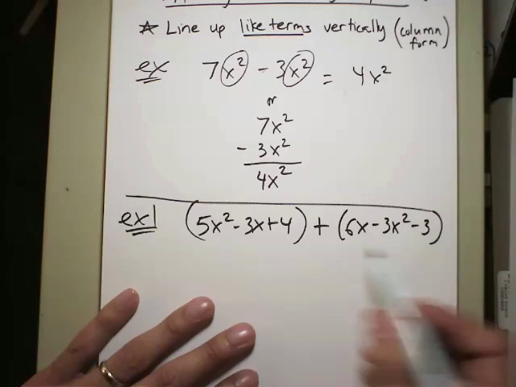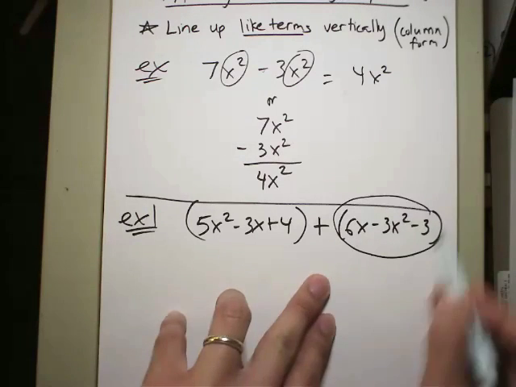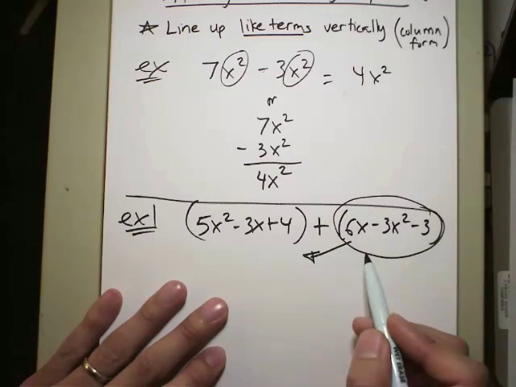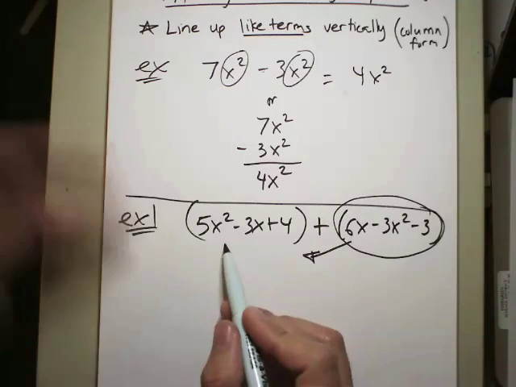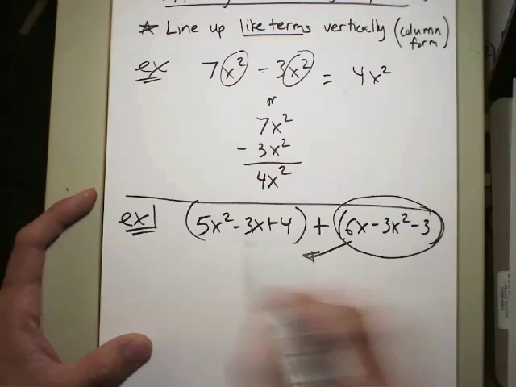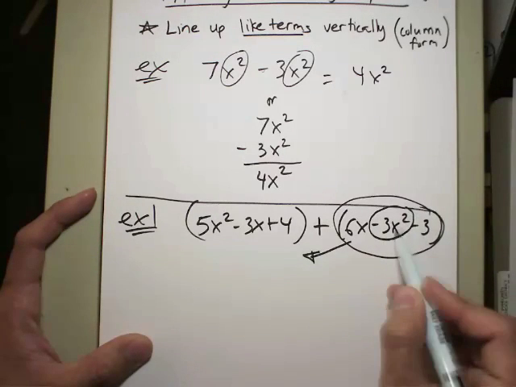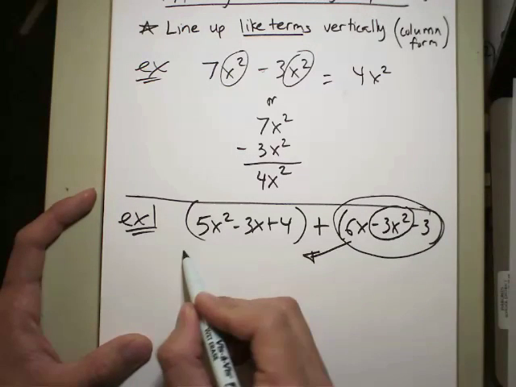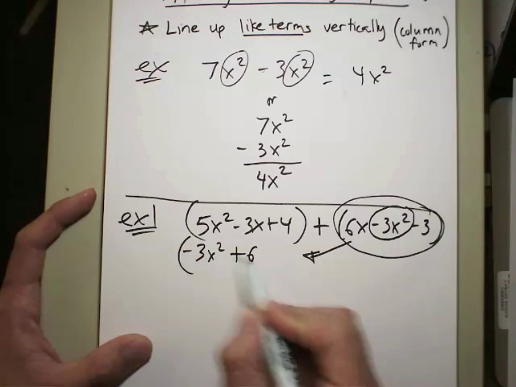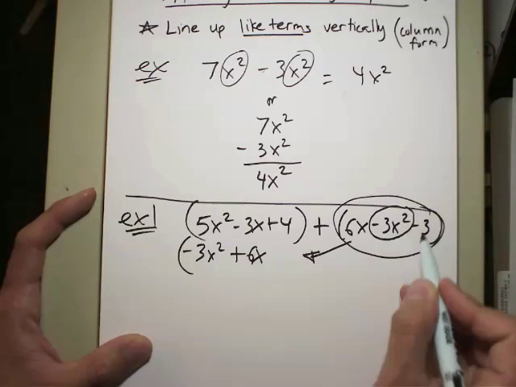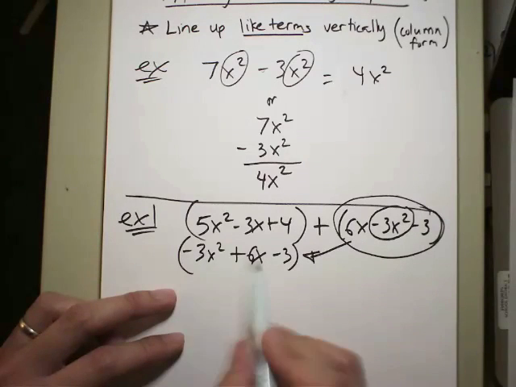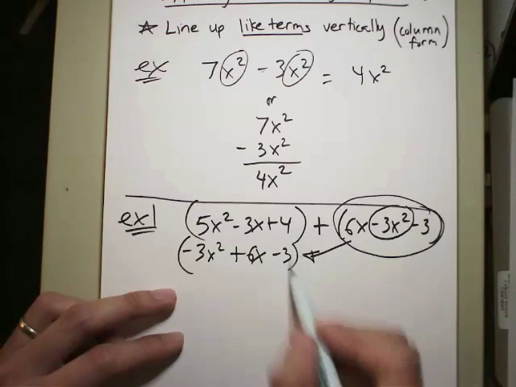So what you can do now is bring this whole polynomial down here, but don't forget you have to line up like terms. You cannot put 6x underneath the 5x squared term because they are not like terms. Instead, you have to put the negative 3x squared. Don't forget that the sign in front stays with the term. So it's going to be negative 3x squared, positive 6x, and this is a negative 3. I write it as is. The only thing that I'm doing is making sure that every term is lined up vertically.